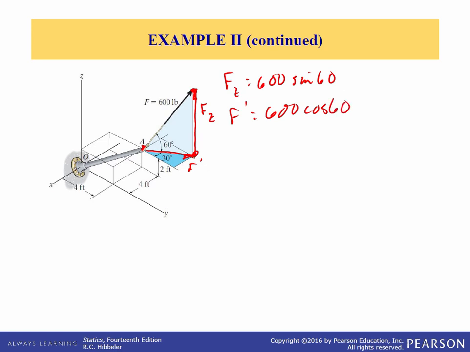Now that I know F prime lies in the xy plane, and it's 30 degrees from the y-axis, or 60 degrees from the x-axis, I can break F prime up into Fx and Fy. The magnitude of F prime in the x direction is 600 cosine of 60 times cosine of 60. And in the y direction, it is the magnitude of F prime, which is 600 cosine of 60, times the sine of 30.